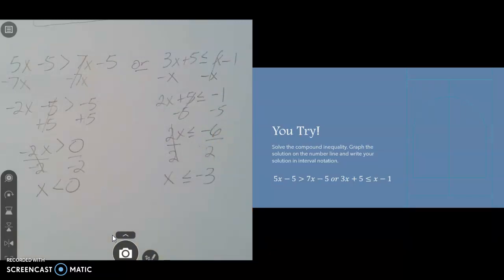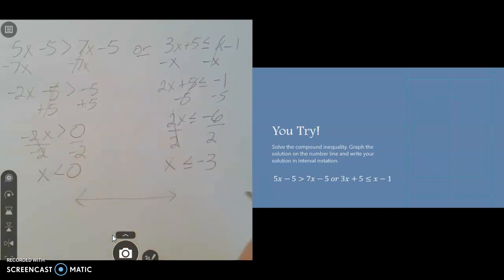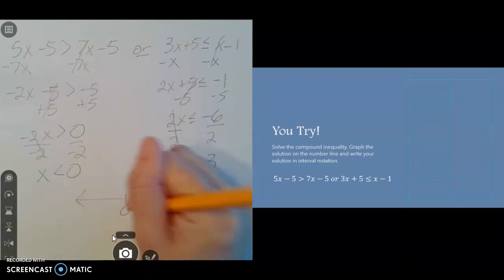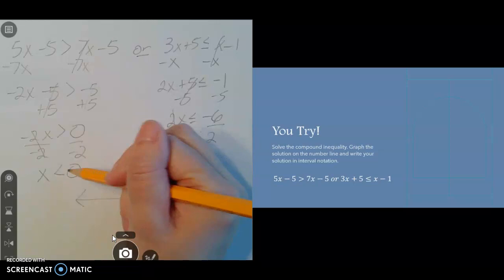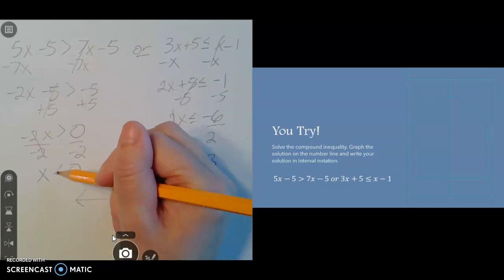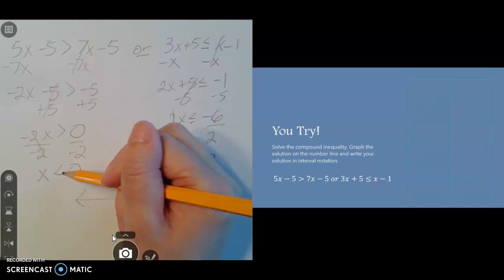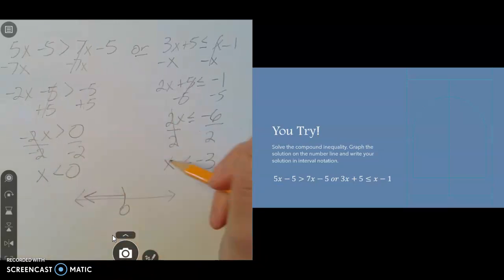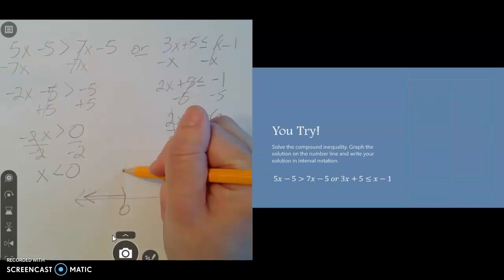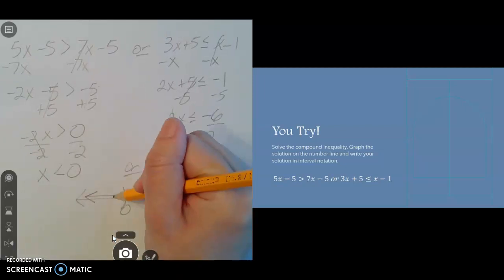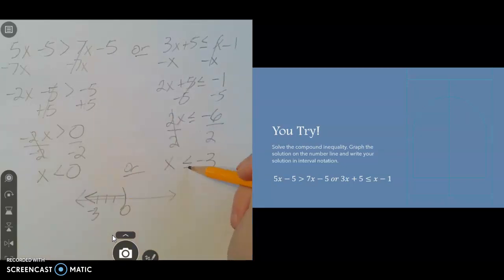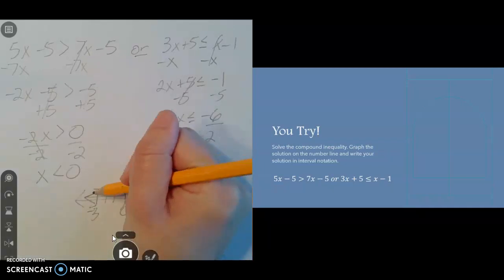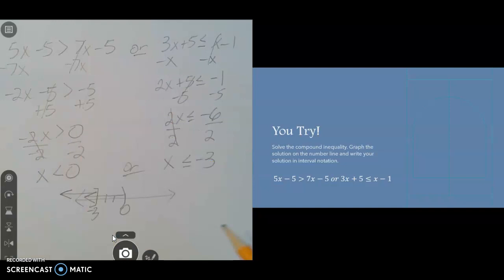Let's go ahead and graph them to see what they look like on the number line. So here's 0, so x is less than 0. It would have a parenthesis because it's just less than, and it would go to the left. Now x is less than or equal to negative 3. It's going to start at negative 3. So here's negative 1, negative 2, and negative 3. It'll have a bracket at negative 3, and it'll also go to the left because of that less than. Okay, so there's my two graphs.